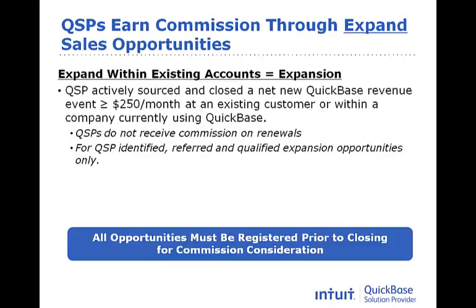In addition to the new to the franchise commission opportunities, there are expansion opportunities as well. An expanded sales opportunity that a QSP sourced and closed is considered an expansion opportunity. It is defined as a net new QuickBase revenue event, as long as the incremental increase is greater than $250 per month at an existing customer or within a company currently using QuickBase. Look to your primary sales contact within your firm for more information. When you come across these expansion-oriented revenue opportunities, they will want to log and register these expansions for commission consideration.